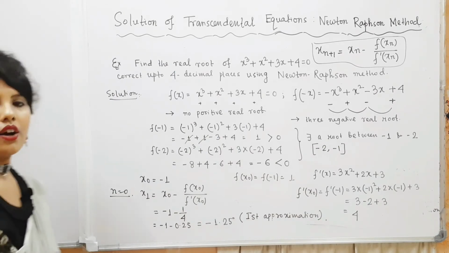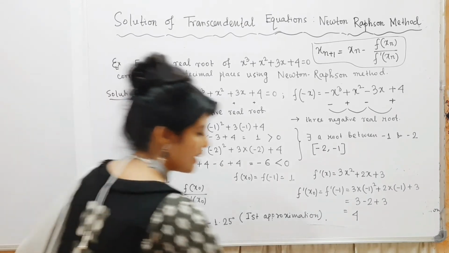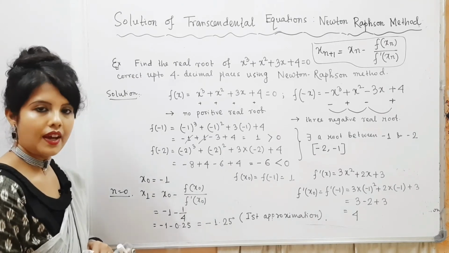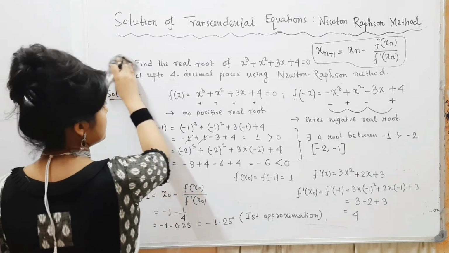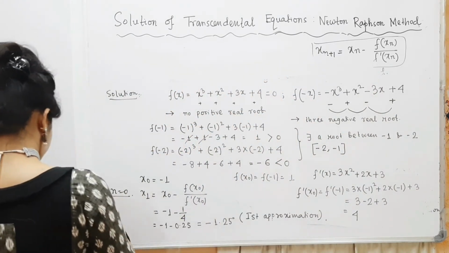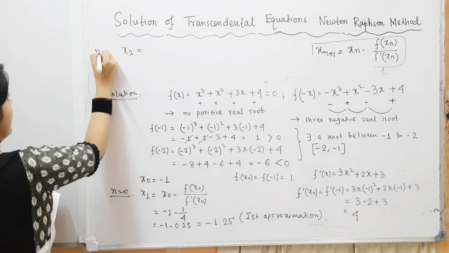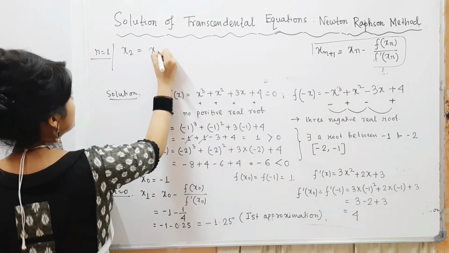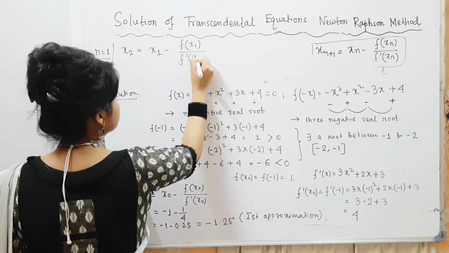Now I will do the second approximation. I have got x0 and x1, and now I will find out x2. So I am removing this portion. What is x2? For x2 you need n equals 1. Yes, for n equal to 1 it will give you x2. So x1 minus f of x1 divided by f dash x1.